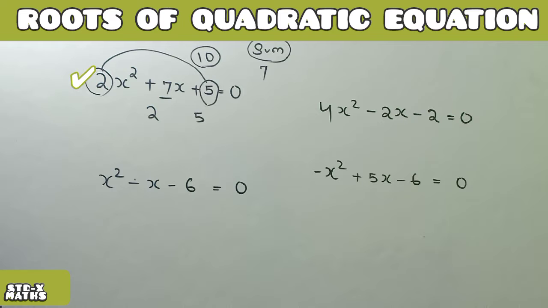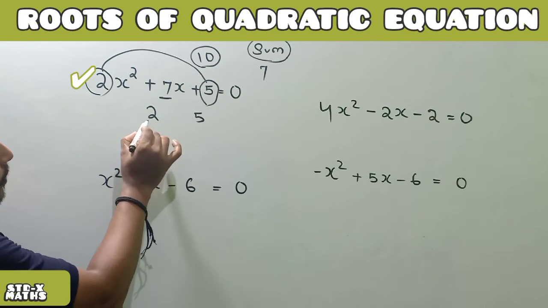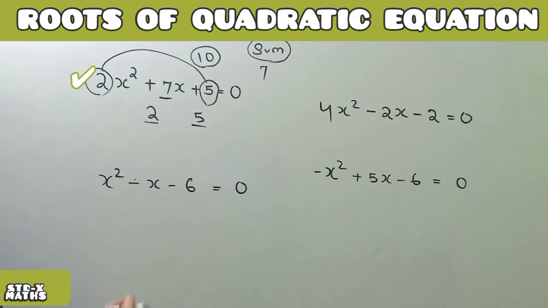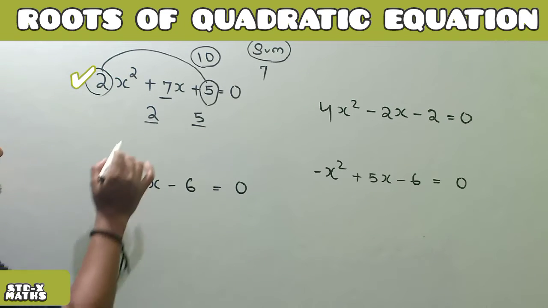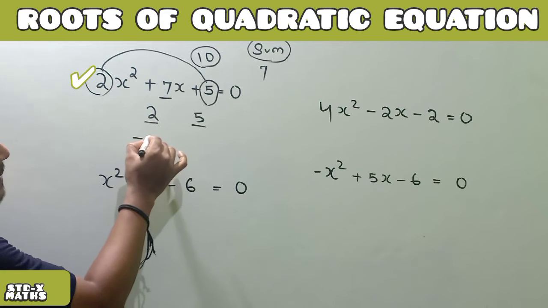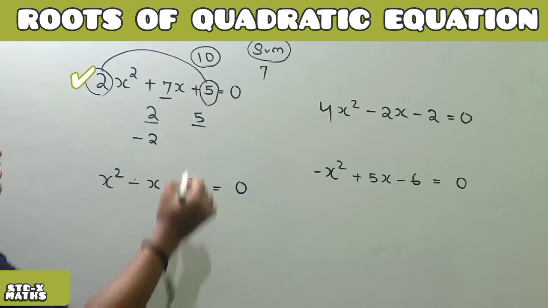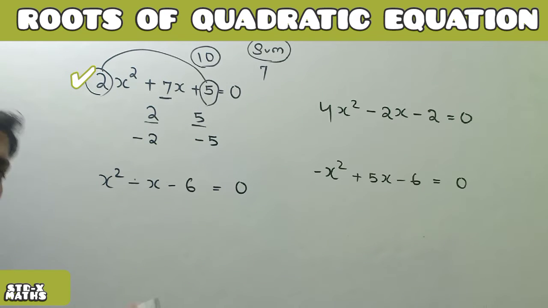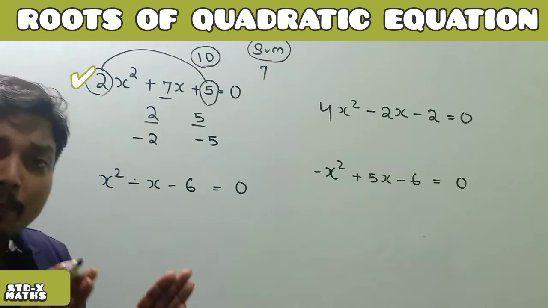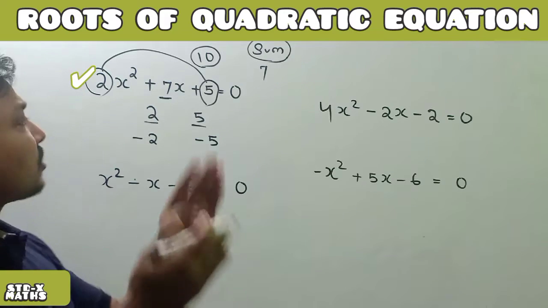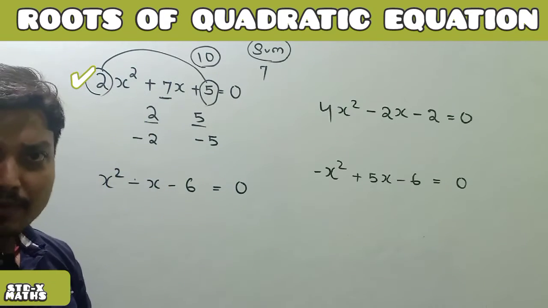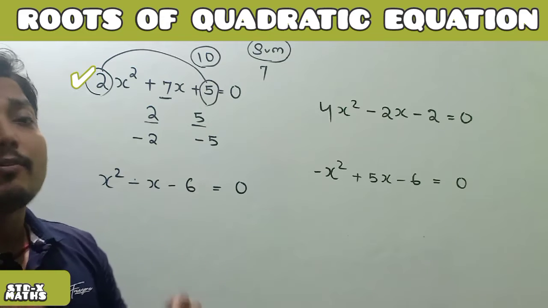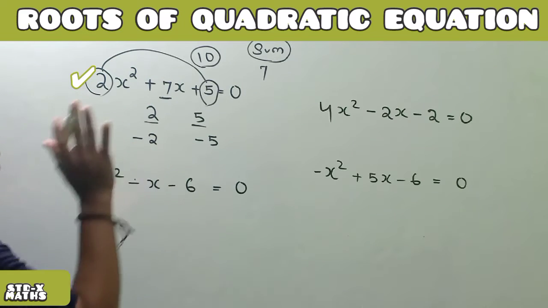The second step says, whatever two numbers you are getting, in the second step you have to change the sign of the two numbers. Here it is 2, and I am changing the sign to -2, and 5 to -5. Understood perfectly? First we have to find the two numbers whose sum is this one and whose product is this one. Then in the second step you have to change the sign of both the numbers.